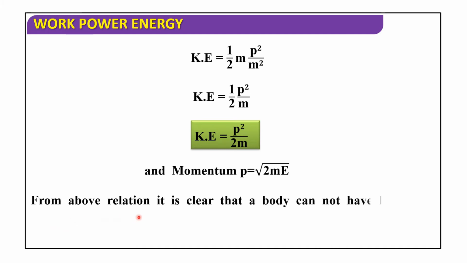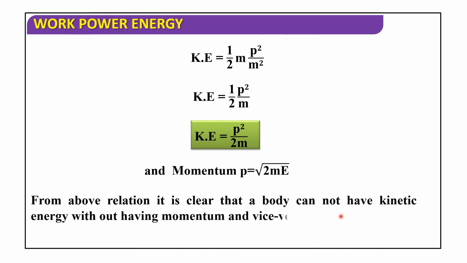From the above relation, it is clear that a body cannot have kinetic energy without having momentum, and vice versa. A body cannot have momentum without kinetic energy, and a body cannot have kinetic energy without having momentum.